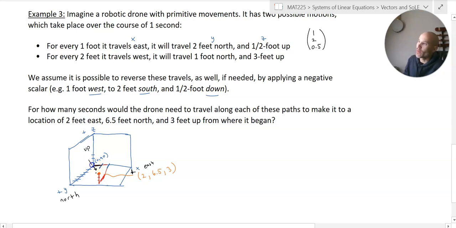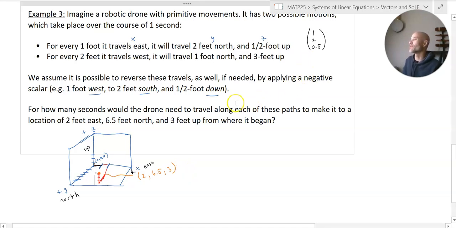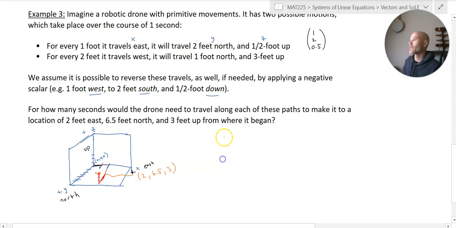But remember, we can go anywhere on that line we want. It's a little difficult to visualize and hard to draw, we'll do that in the next step. But that's the vector that we can take.